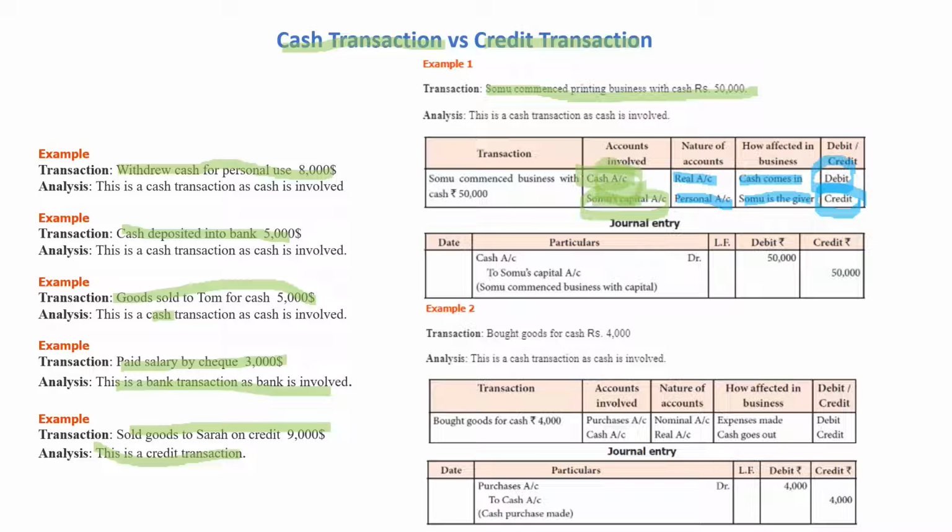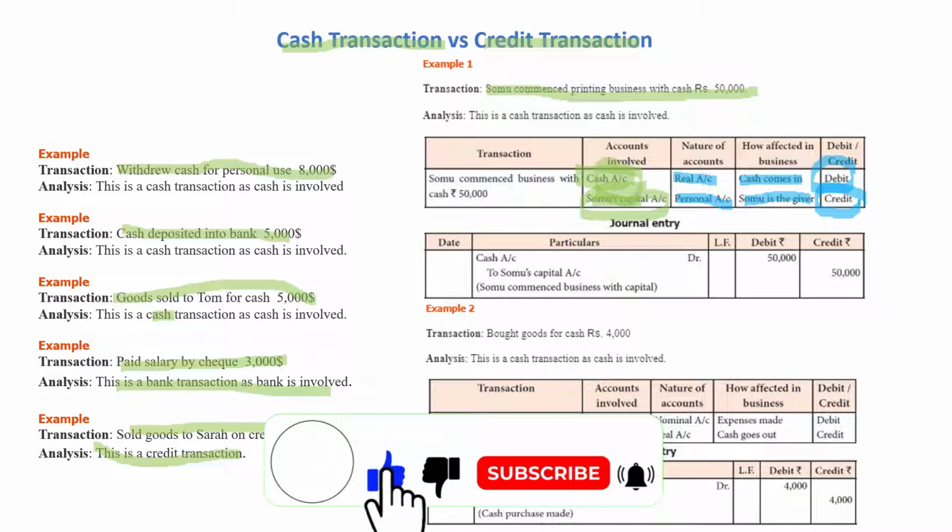So how do the journal entries go? We have a particular format or specimen. Date, particulars, LF (ledger folio), debit, credit. Cash is debit. 2. It is in the format. We have to include 2 in here. 2. Somu's capital account. This is a credit. The amount of debit must equal the amount of credit, 50,000 and 50,000. And the narration is Somu commenced business with capital.